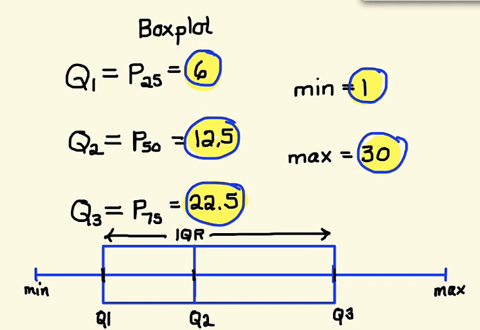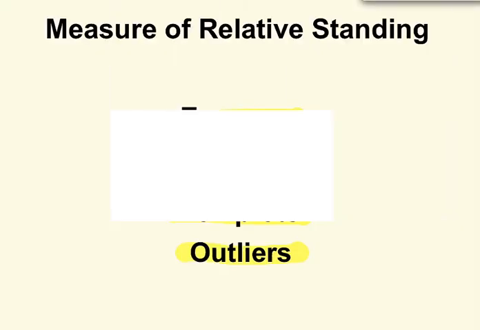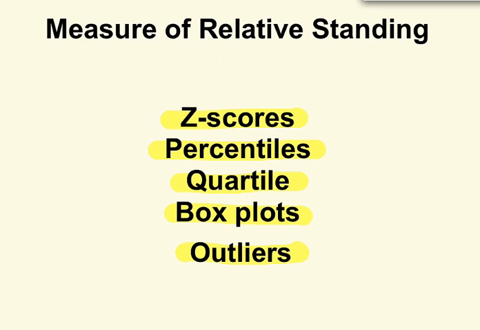So this is the end of our lesson on the last part of measures of relative standing, where we covered quartiles, quartile 1, 2, and 3, outliers, and constructing a box plot.